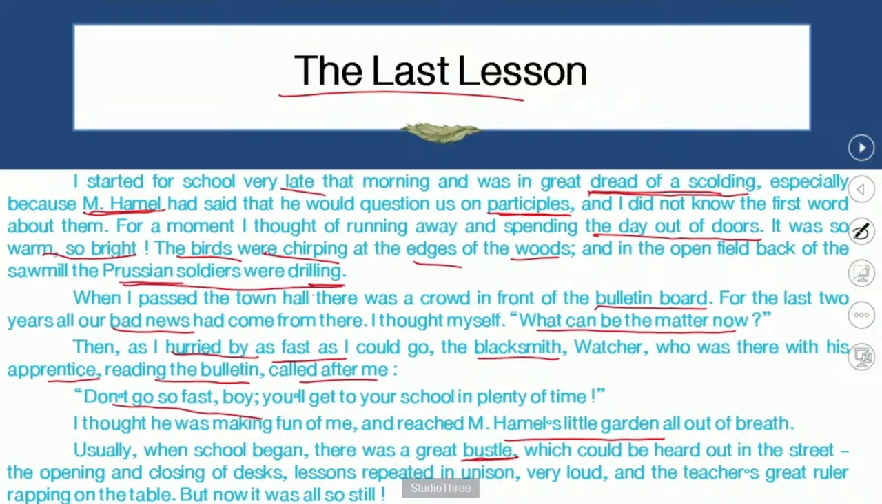Then he noticed sounds, like the closing of desks, then lessons repeated. Even in their class, the teacher repeated the last lessons that had been heard, in unison, meaning combined and very loud. And the teacher's great ruler rapping, a very important word is there, great ruler. Ruler means an iron ruler. He had always kept it with him, and he also rapped on the table. For what purpose? To make the students pay attention and listen carefully.